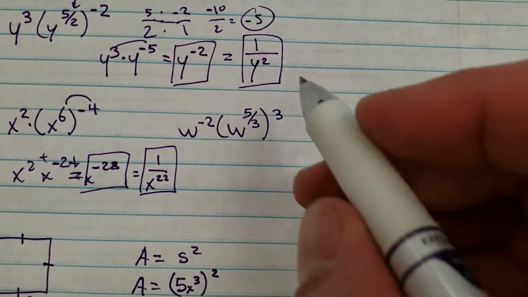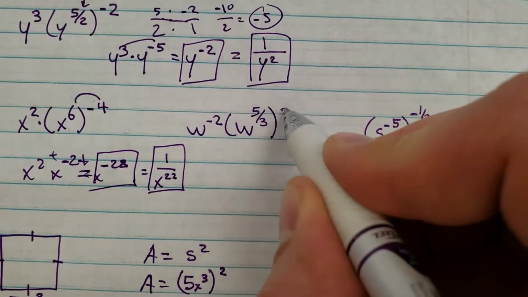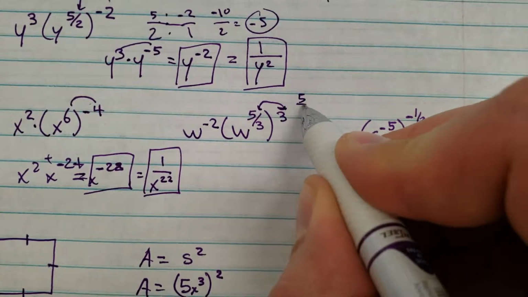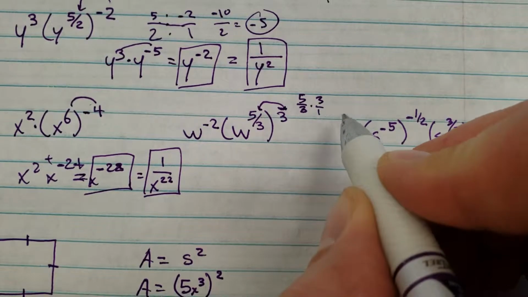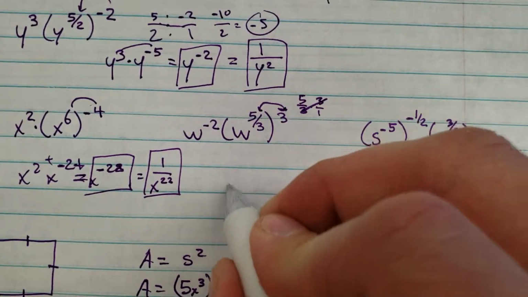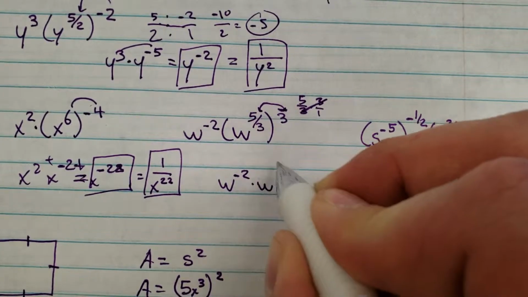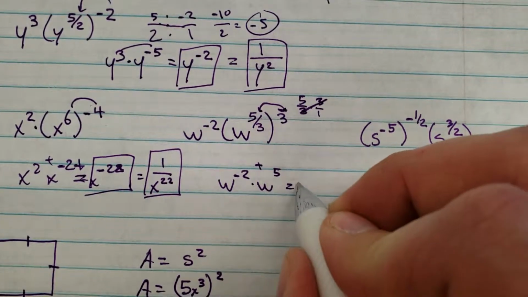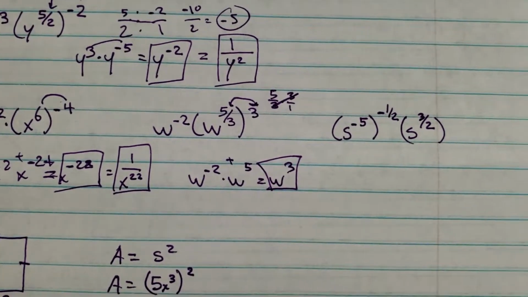Okay, what do we have here? We have w to the -2 times w 5/3 to the power of 3. Got to power those really quick. Now, mental math, friends. 5/3 times 3 over 1. The 3's will cancel, so this just turns into a 5. So what do I have? I have w to the -2 times w to the 5. Add the exponents. This is going to be w to the 3. All right, cool. Got them.